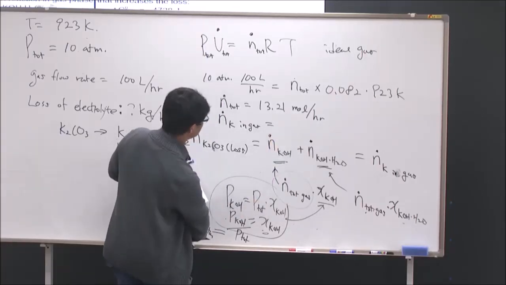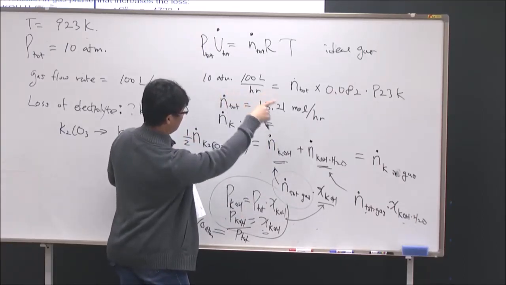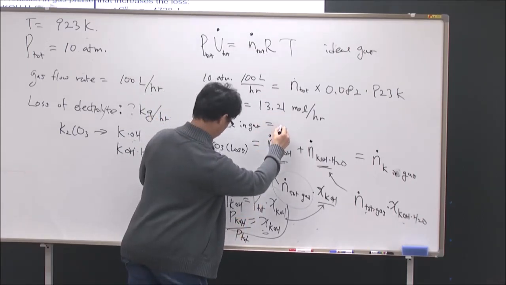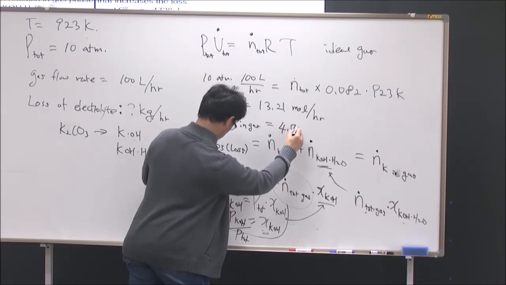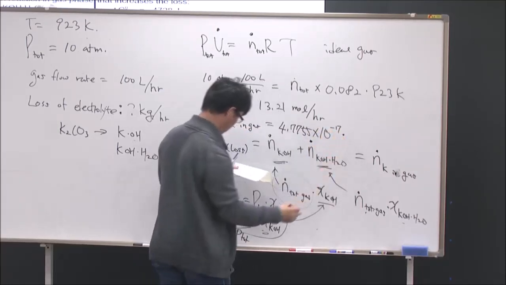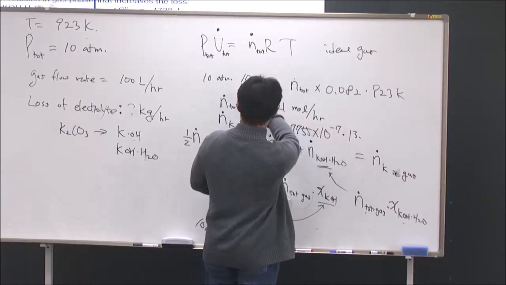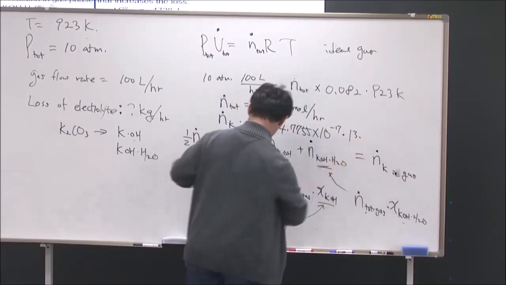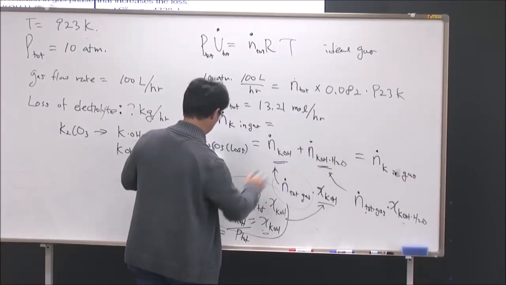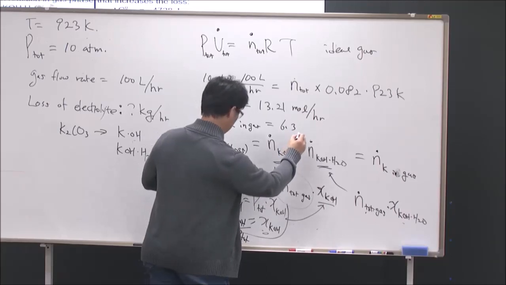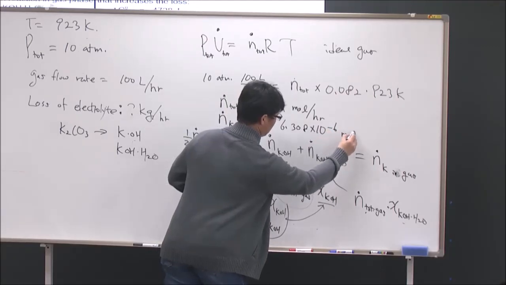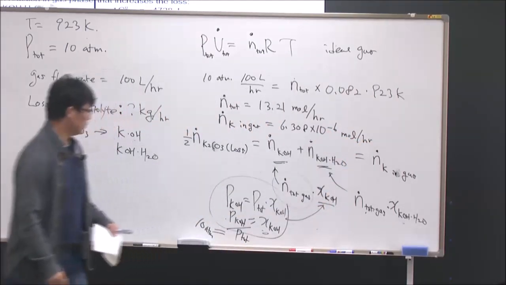Let's do it in this way. So if you have 1, 10, and 100, and so on, this will eventually be 4.7755 times 10 to the minus 7 times 13.21. The total value, I'll just give you the final answer: 6.308 times 10 to the minus 6 mole per hour. So this is the value.